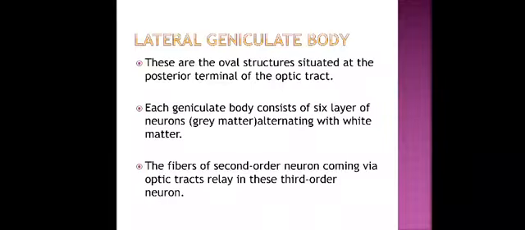These are oval structures situated at the termination of the optic tract. Each geniculate body consists of 6 layers of neurons alternating with white matter. Fibers of the second neurons coming via the optic tracts synapse in these neurons.